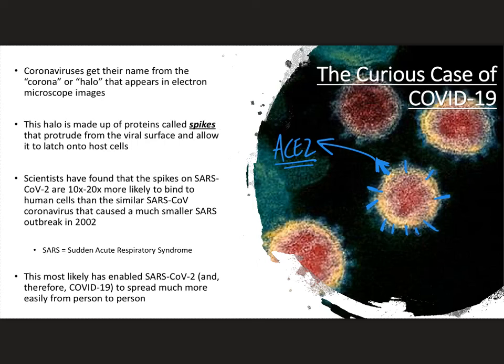You guys may be aware that in 2002, 2003, there was a SARS outbreak. It was mostly limited to Asia and Europe. But that was the SARS-CoV virus, or SARS-CoV-1, right? But this SARS-CoV-2, this new thing causing COVID-19, is 10 to 20 times stickier, more likely to stick to your cells, which probably has enabled this new coronavirus to be way more contagious, right? To much more easily and quickly spread from person to person. And if you're curious what the SARS stands for, SARS stands for Sudden Acute Respiratory Syndrome.